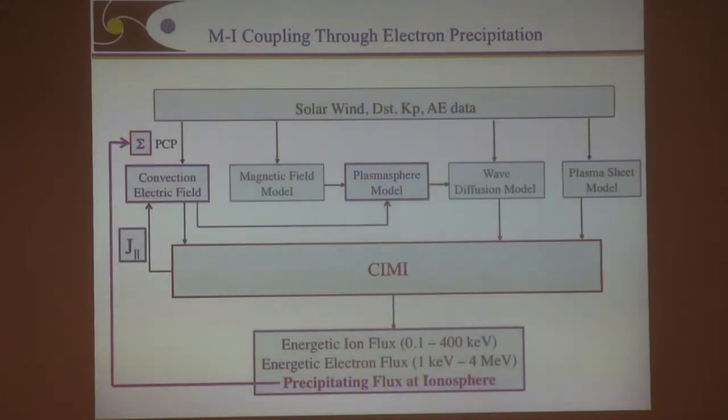This is something we want to do in the future. We want to feed back from the precipitation. We calculate the conductance and feed it back to the model, and that will modify the convection field. This is something we plan to do. And actually, I think the Rice Convection Model has been doing this for a long time already.